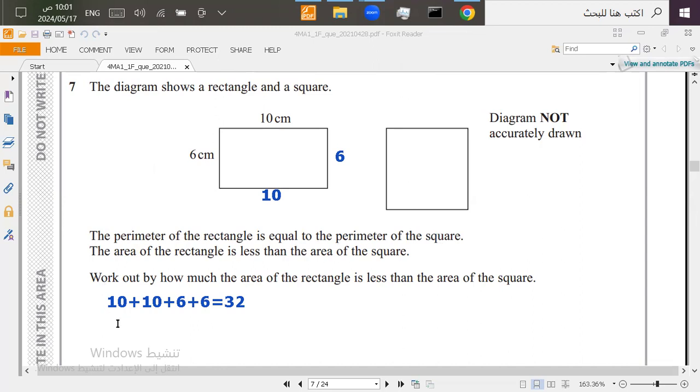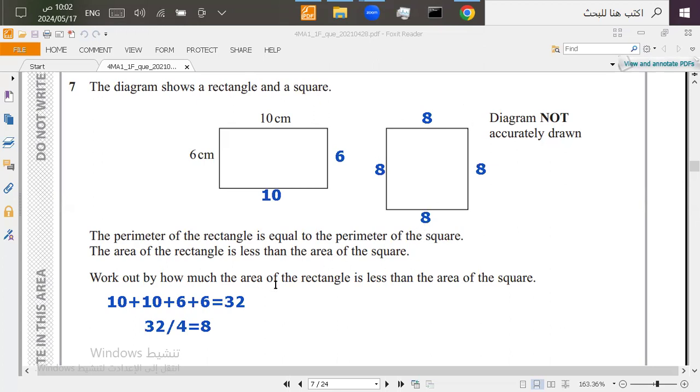Now to find the sides of the square, we know that the sides are equal, and there are four sides. So I'm going to take the 32 and divide it by 4. So 32 divided by 4 will give me the sides of the square. So 32 divided by 4 is going to be 8. So all sides of the square will be 8. So 8, 8, 8, 8. Focus on the steps. First thing we did, we found the perimeter of the rectangle, and then we divided it by 4 to find the sides of the square.